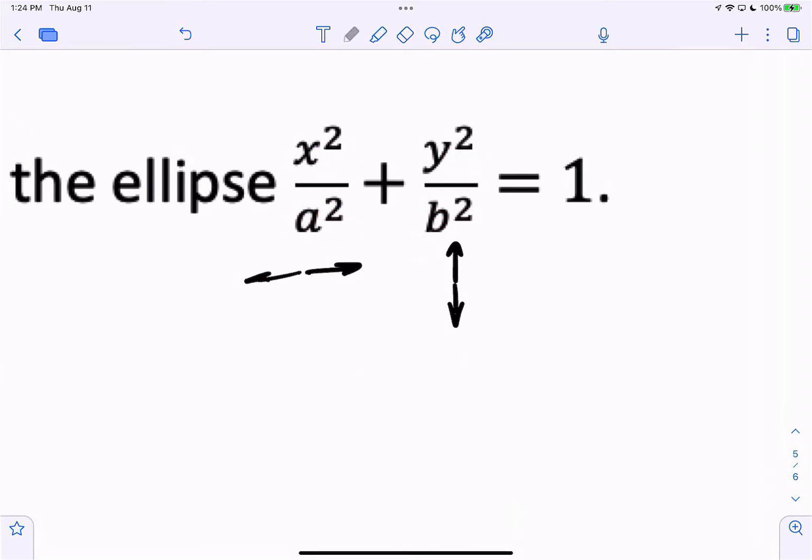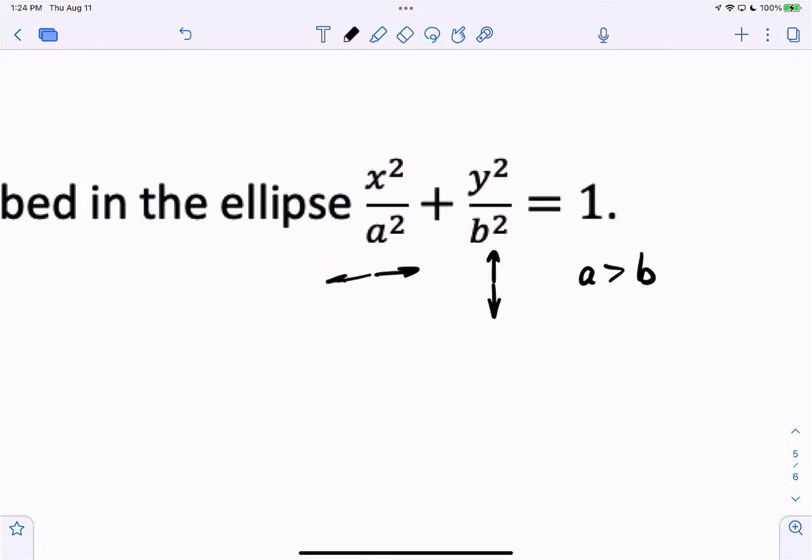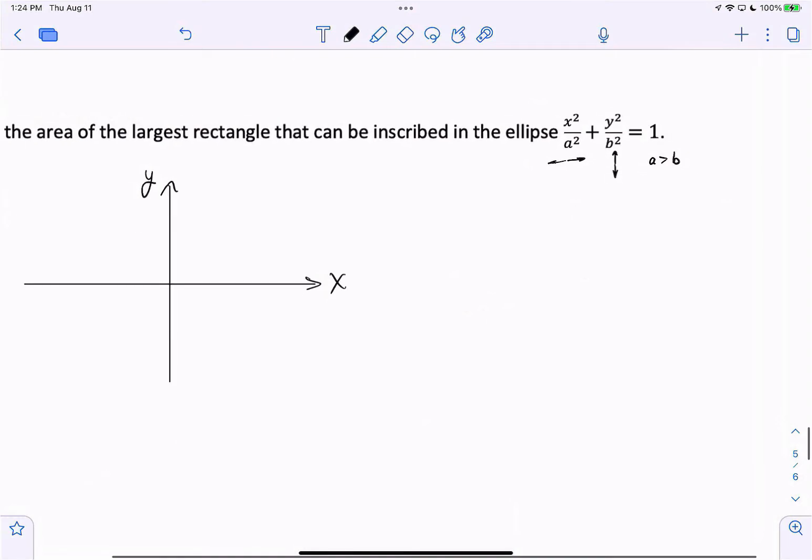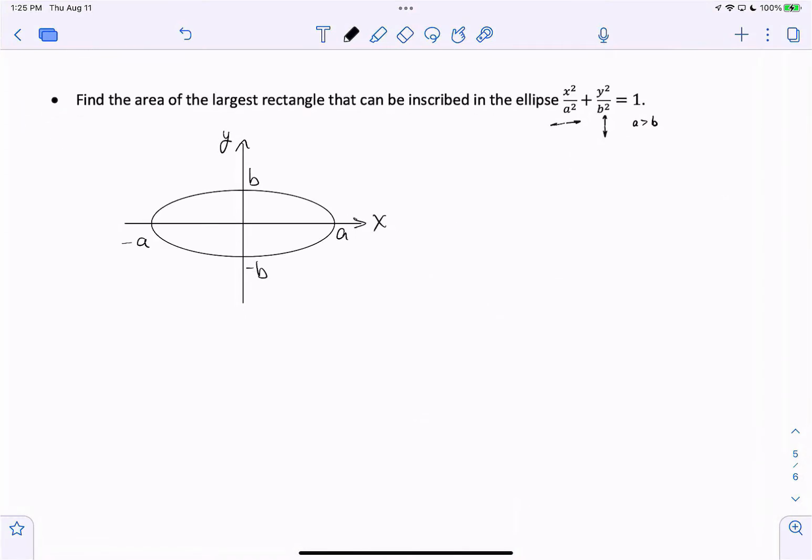The deal is that for an ellipse, a is bigger than b, which means what we have is a horizontally oriented ellipse. So there we are with our horizontally oriented ellipse. Now we're going to inscribe a rectangle inside this ellipse. Now whatever the dimensions of this rectangle are, they're smaller than 2a by 2b.